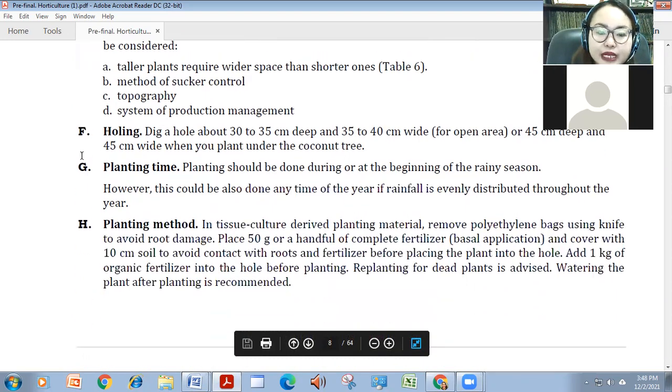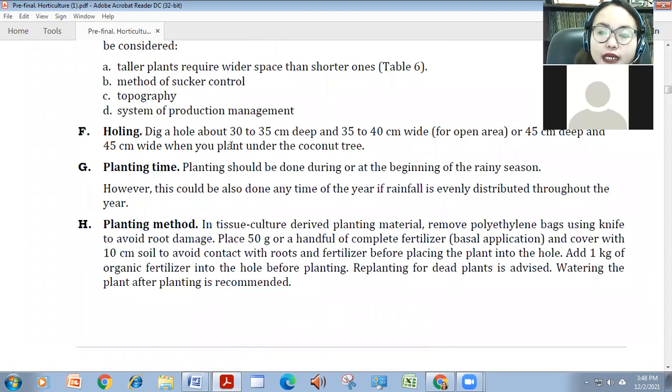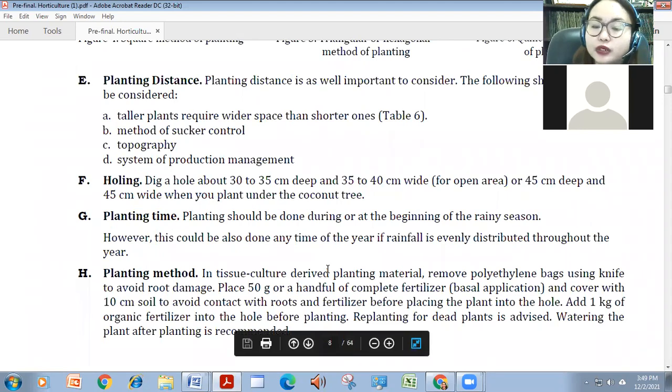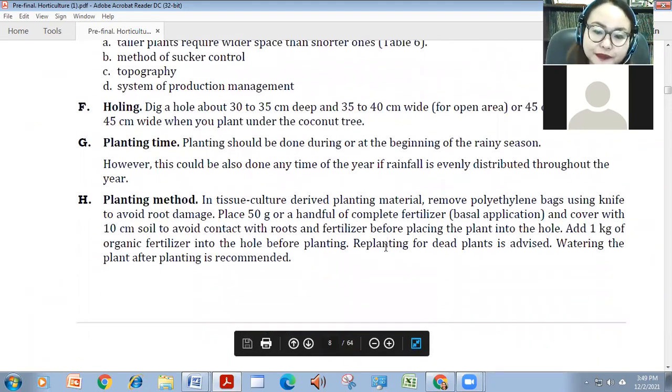and the topography again, and yung system of production if monocropping siya. And also holing, no, kailangan pagtanim mo 32 to 35 cm deep hanggang 40 for open area or 45 when under coconut tree pag nag-intercropping. And you should be planting at the beginning of the rainy season kasi water is very important for banana.